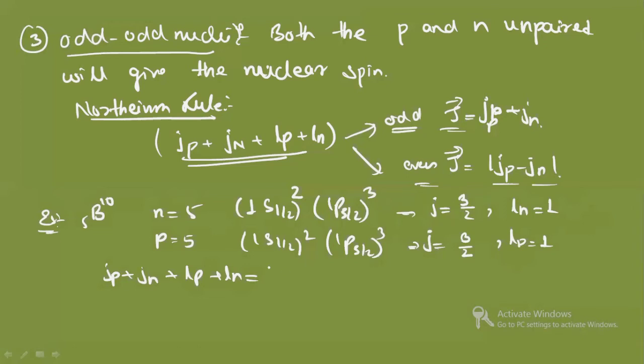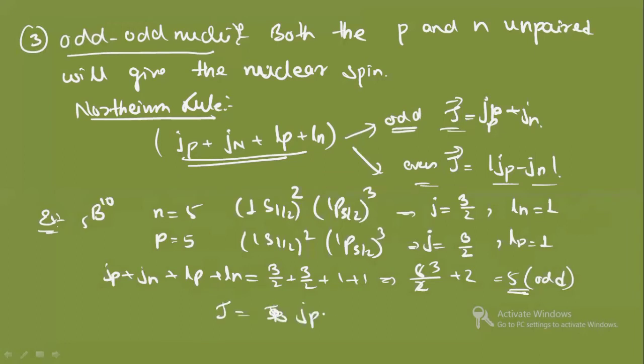Now if you do Jp plus Jn plus Lp plus Ln, what will you get? This is 3/2 plus 3/2, 3/2 plus 3/2, plus 1 plus 1. When you do this, you will see this gives us 6 plus 2, so you are getting 5 threes. That means the value is odd. If it is odd, then J will be equal to Jp plus Jn. That means J will be equal to 3/2 plus 3/2, which is only 3.